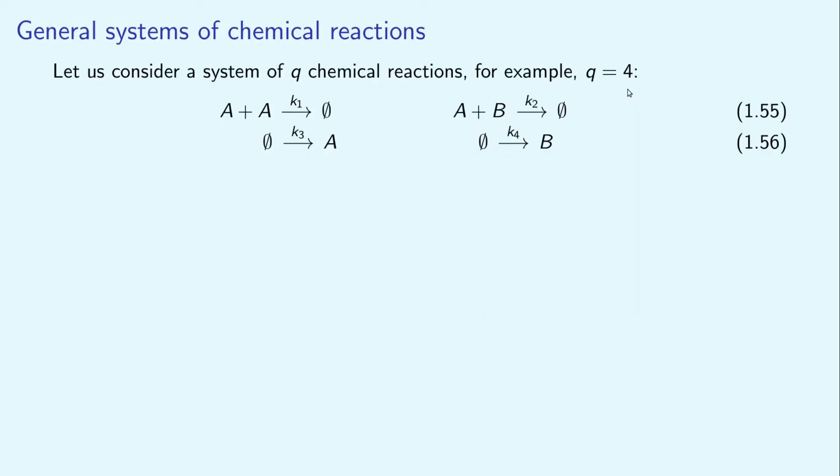Let us consider a system of Q chemical reactions. Our illustrative example on page 26 includes 4 chemical reactions. So Q is equal to 4, and it models two chemical species denoted A and B. The first reaction is the dimerization, where two molecules of A react to produce some products, which we do not explicitly model. So we denote them by this symbol, the empty set, which denotes all unimportant chemical species we are not interested in. In the second reaction, one molecule of A reacts with one molecule of B to produce some products, while the third and the fourth reaction are production reactions.